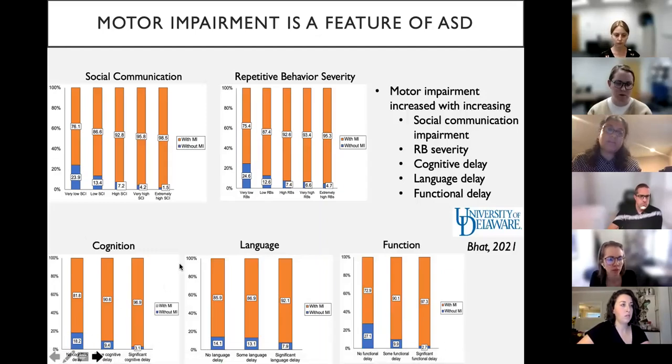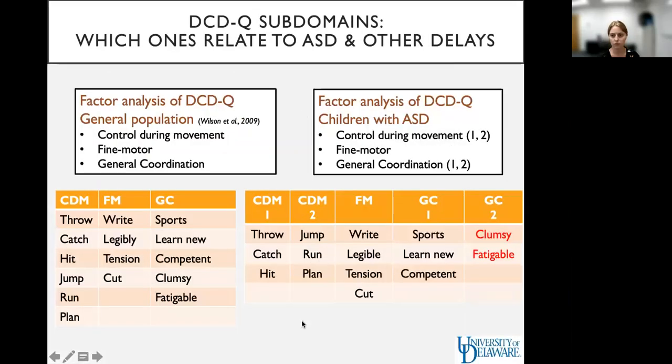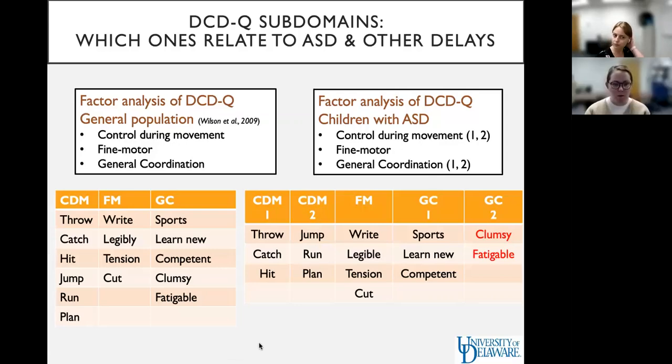So then the question becomes, okay, yes, you could consider motor anywhere. You could consider it within the core impairments or criteria, or you could consider it as a specifier, and that would be valid to put it either places. Then the question also becomes which domains within the motor system are related to core impairments versus other impairments or other delays. And so this is where, so those 2 papers have been published. This is the paper I'm working on right now.